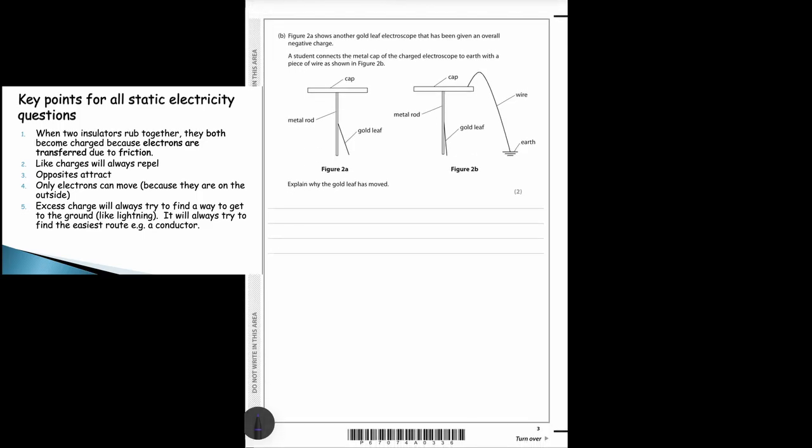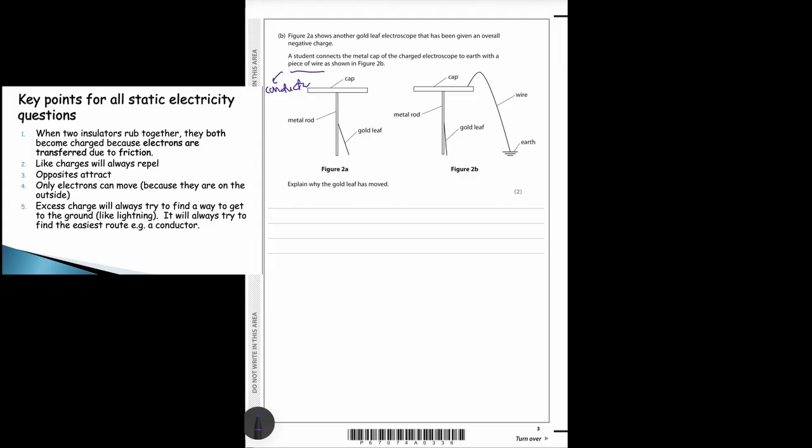So it shows another gold leaf electrode giving an overall negative charge, and then the metal cap is connected to earth with a piece of wire. Now this looks like it's pretty clearly going to be points 4 and 5. So actually in this question, they've tested all of the things in there, because I can see the fact that it says it's a piece of wire. Well, if it's a piece of wire, that's telling me that, yeah, that's going to be a conductor, obviously.